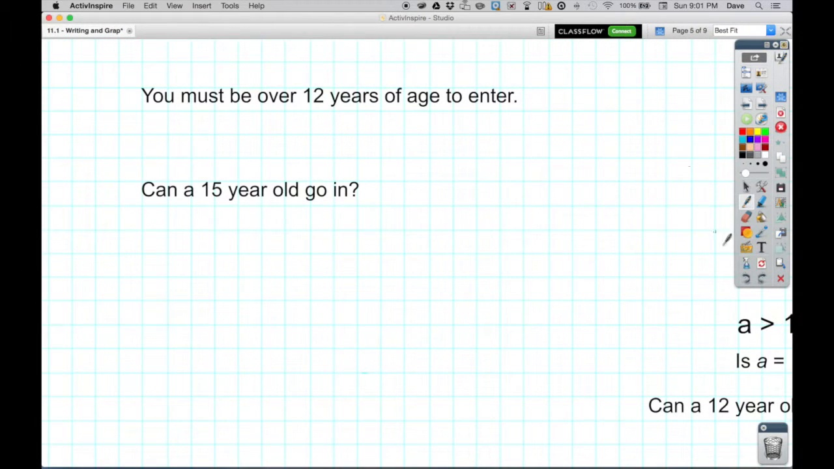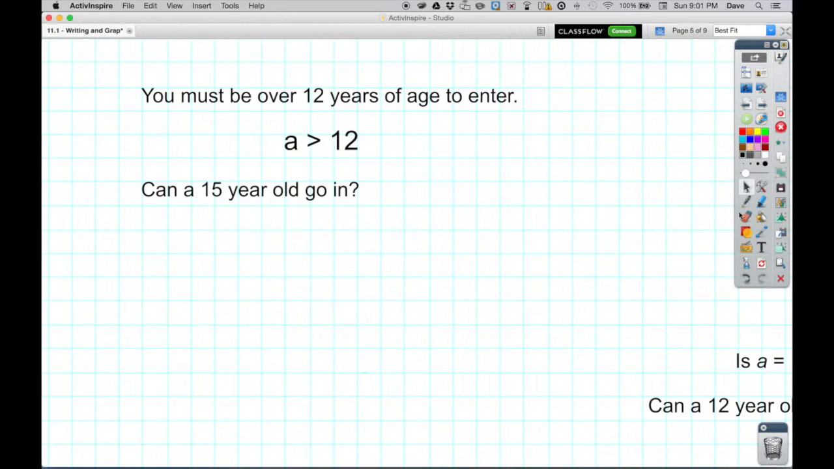All right, so let's take a look at this situation. You must be over 12 years of age to enter. So there's not just one age that can enter. There's a whole range of answers I could get here. So to do this, we'd write an inequality. And that inequality would look something like this. If A is the age, then A, as long as it's bigger than or over 12 years of age, they can enter. Now, once you get your inequality, people will ask different questions.